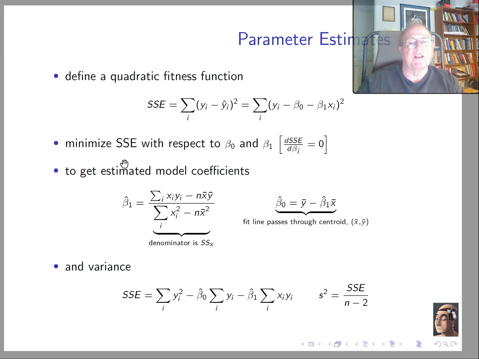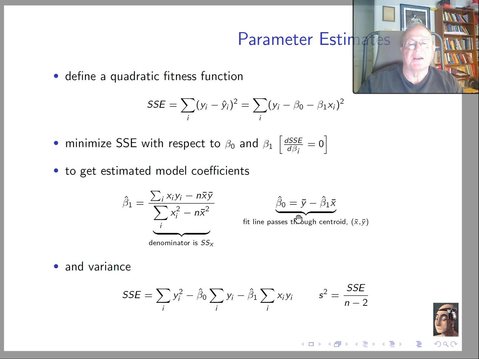Now, the way we find the line is we're going to minimize this error with respect to both the intercept and the slope. We'll take the derivative of SSE with respect to each one, set them both equal to 0. We've got two equations and two unknowns, and we can solve those. When we solve those, we'll get the estimated model coefficients. The first solution we actually get is the one for the intercept. And so we see that the intercept is just the average y minus the slope times the average x.